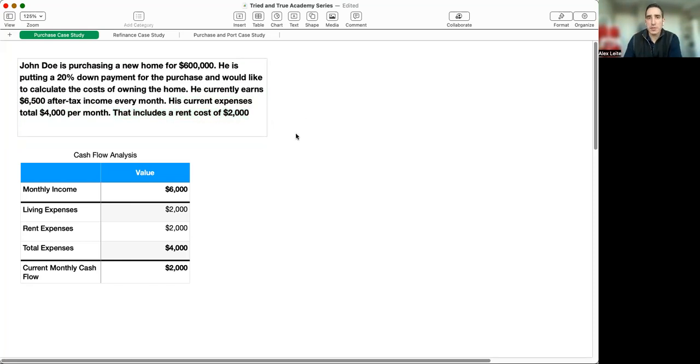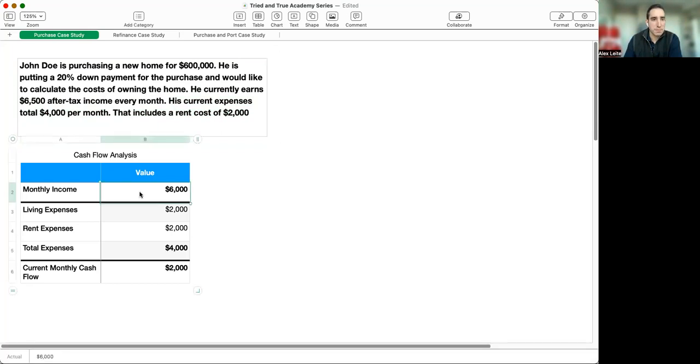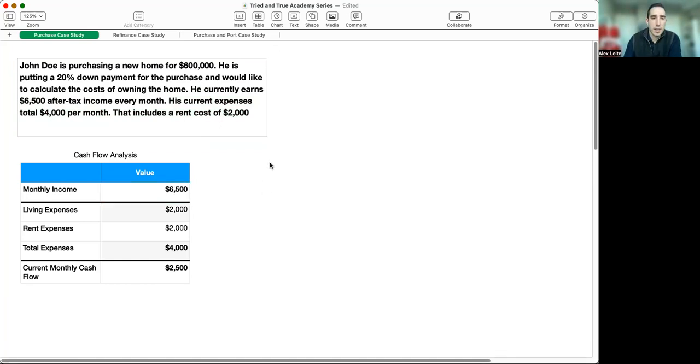Let's do a quick cash flow analysis for John Doe. So his monthly income, 6,500, my mistake, minus his general living expenses plus his rent expenses equals $2,500.